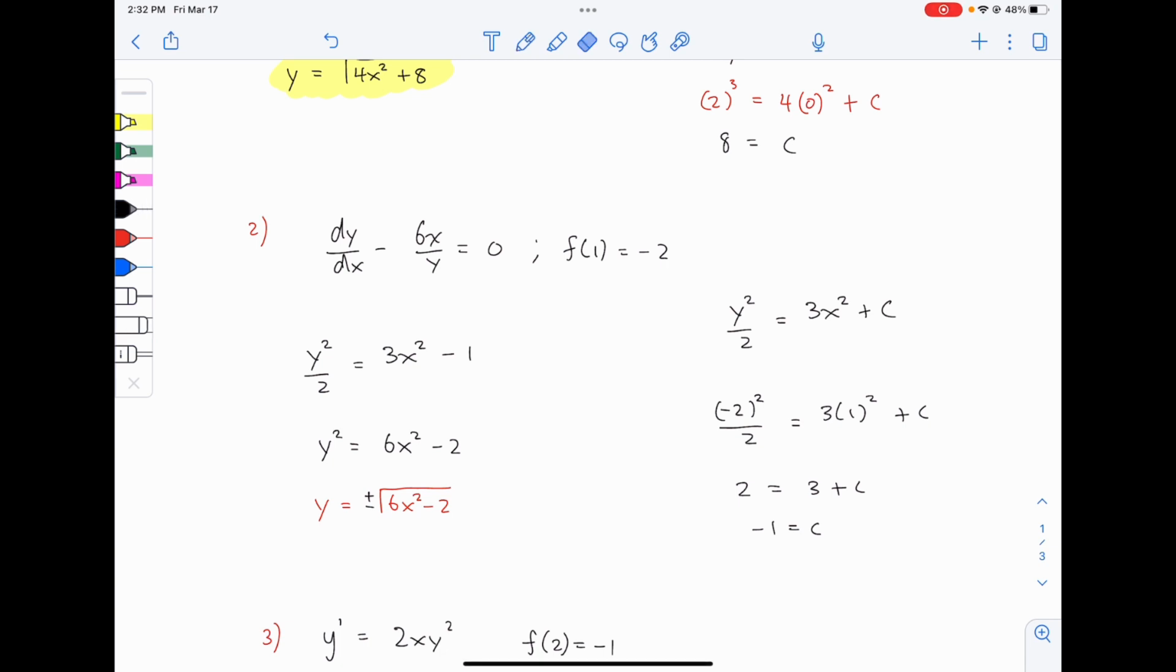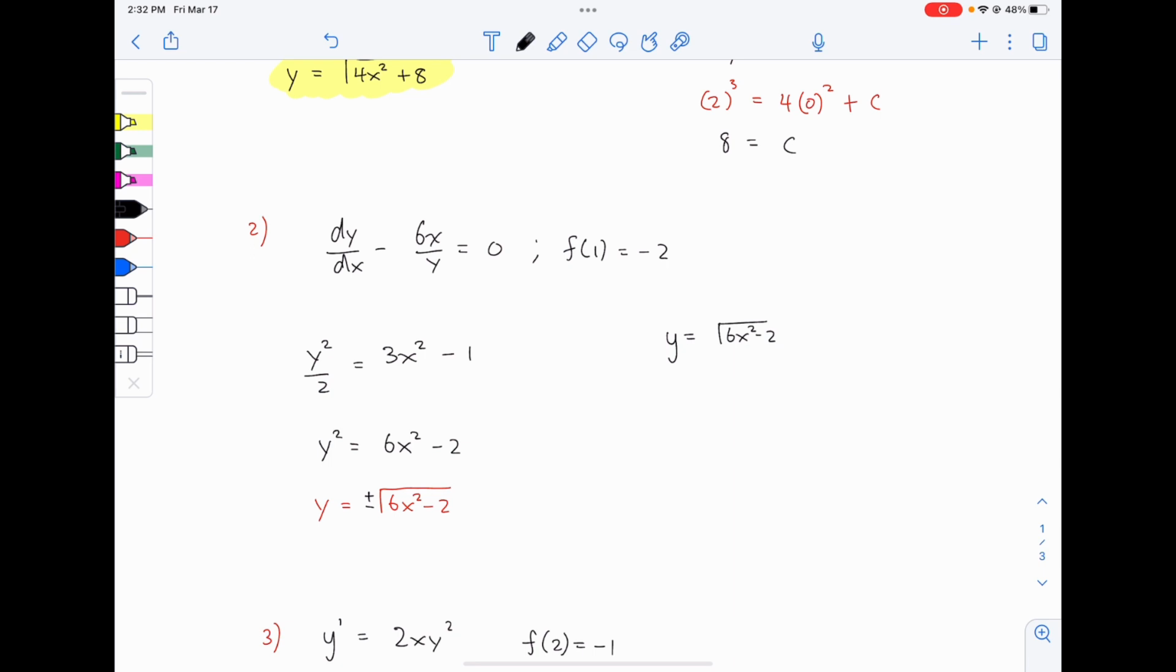And a lot of you might be tempted to say, oh, well, both answers work. y is equal to the square root of 6x squared minus 2, and y is equal to the negative square root of 6x squared minus 2. Sorry, let me put this here. But it's important for you to understand that you need to check.